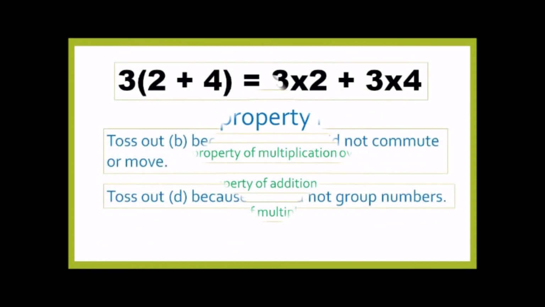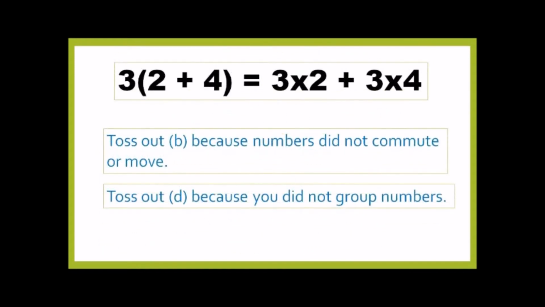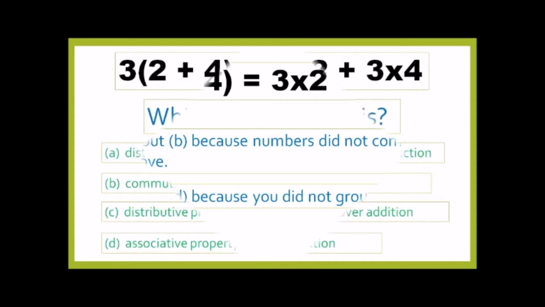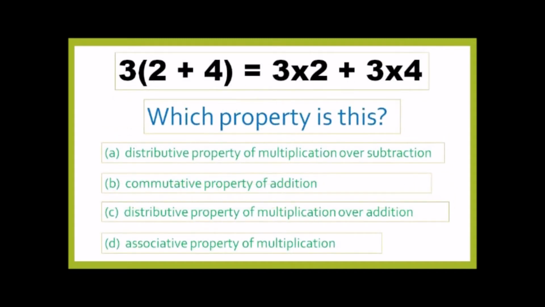Let's see if we can toss out some of the wrong answers right away. Let's toss out B, because numbers did not commute or move. And we can toss out D because you did not group numbers. You don't have parentheses front and back. So we can toss out B and D.